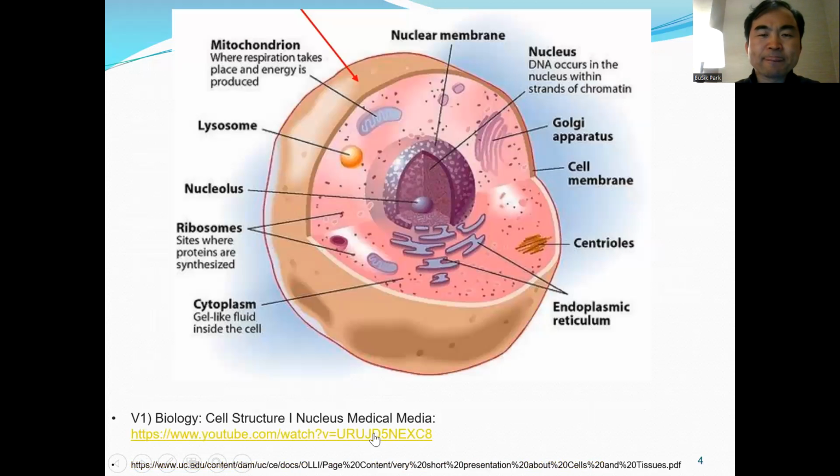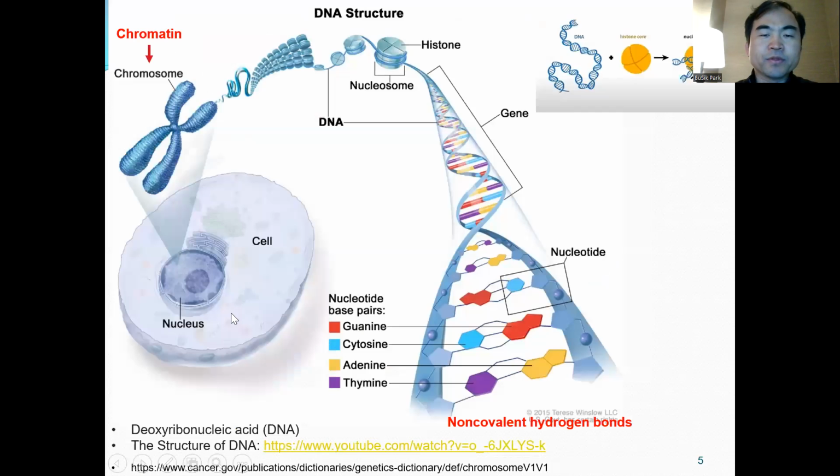So this cell contains many organelles, including the mitochondrion, where respiration happens and which is also the energy factory, and the nucleus, where the DNA occurs, and the Golgi apparatus, cell membrane, endoplasmic reticulum, ribosome, cytoplasm, and so on.